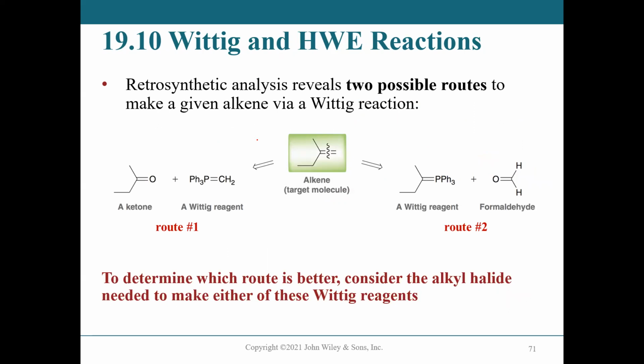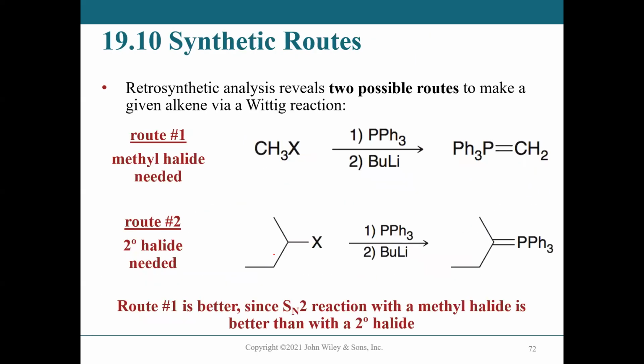And they talk about how retrosynthetic analysis reveals two possible routes to make a given alkene via a Wittig reagent. You have two different routes right here. To decide which route is better, consider the alkyl halide needed to make either of these Wittig reagents. So route 1, they use a methyl halide. Route 2, a secondary halide is needed. Route 1 is better because the SN2 reaction with the methyl halide is better than with the secondary halide.